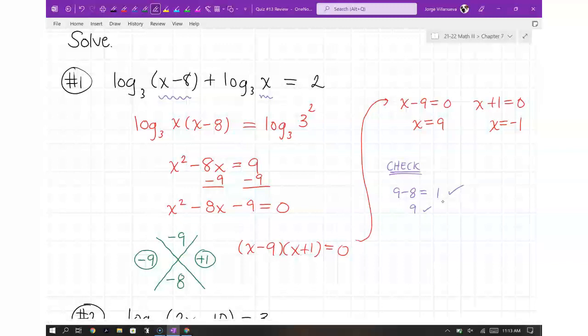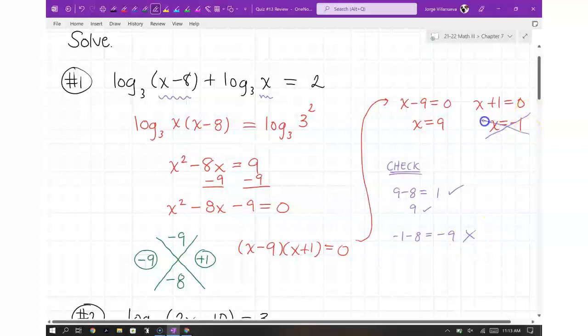Now let's try plugging in the negative 1. If I plug in the negative 1 into x minus 8, I get negative 1 minus 8, which is negative 9. That is not good. Remember, our check step cannot result in a negative answer. So this one does not work. This one does. Okay? So that's your answer for number 1. Okay, only 1 out of the 2, correct?